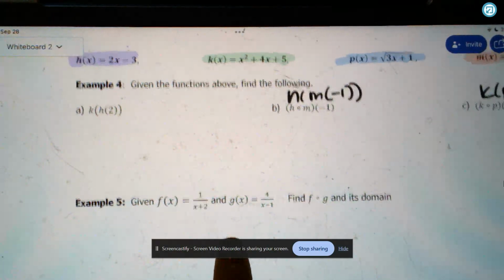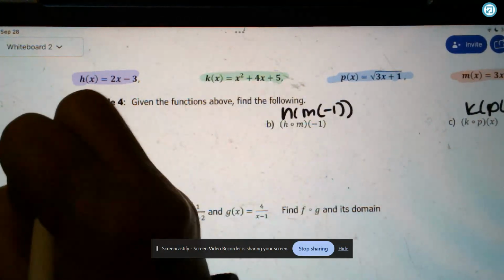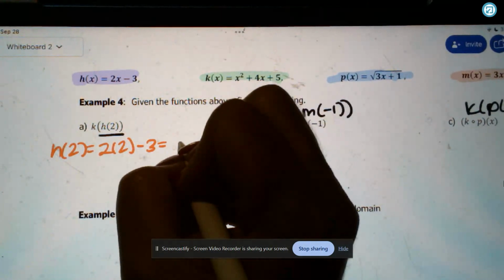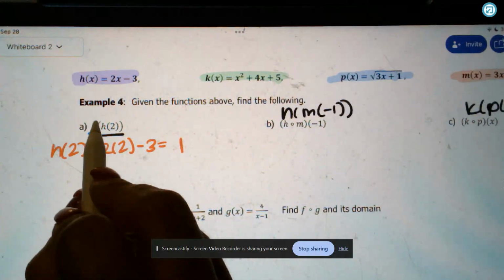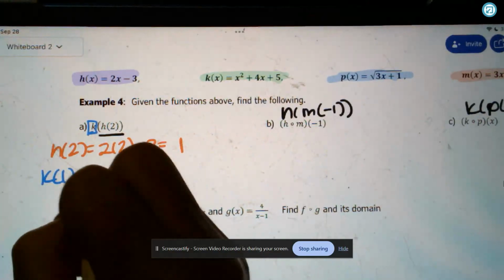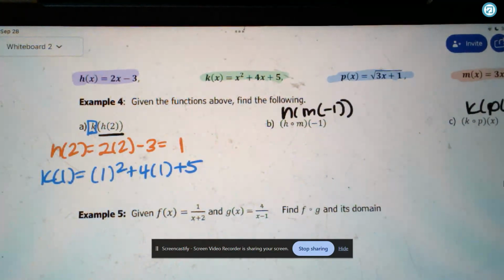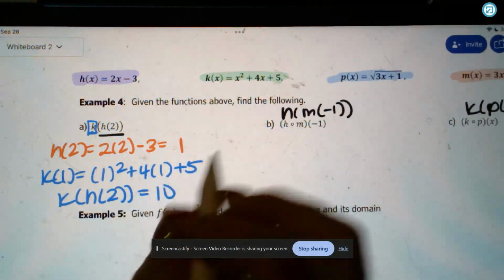I'm going to start with h of 2, right here. So h of 2 is going to give me 2 times 2 minus 3, and 4 minus 3 gives me 1. So now I'm going to take my 1 and plug that into the k function. So k of 1 is going to equal 1 squared plus 4 times 1 plus 5. And we're going to evaluate that. 1 squared is 1. 4 times 1 is 4. 1 plus 4 is 5. And 5 plus 5 would give me 10. So our k of h of 2 value is 10.